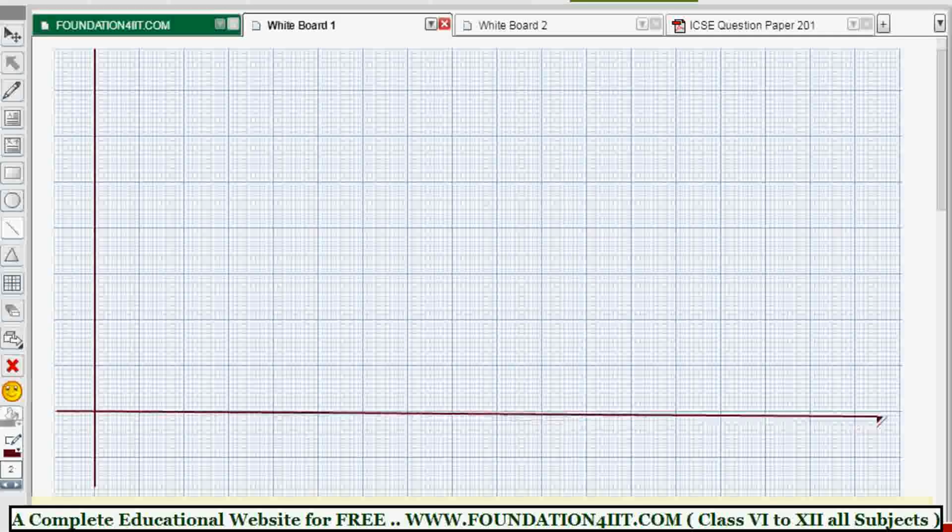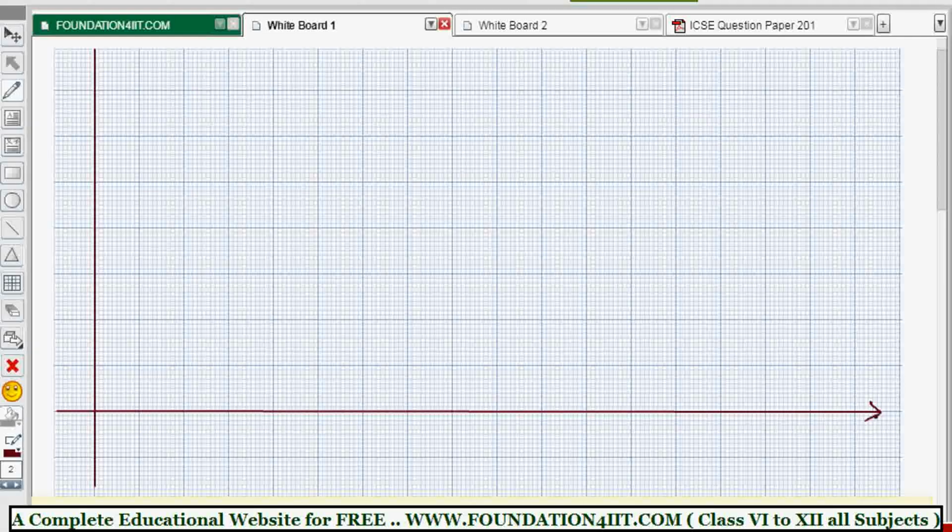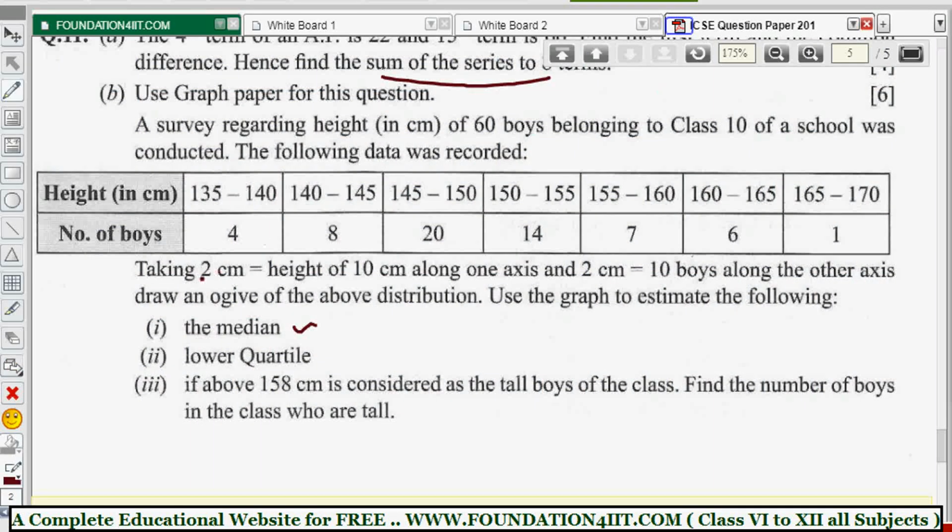Take the x-axis. This is the y-axis and this is x. And the question clearly mentions: take 2 centimeters height for 10 centimeters long. So for 10 we can take the height, and 2 centimeters for 10 boys means 1 centimeter is 5. So here also 1 centimeter is 5. So you can use this.